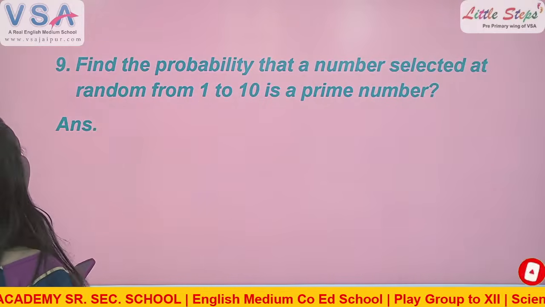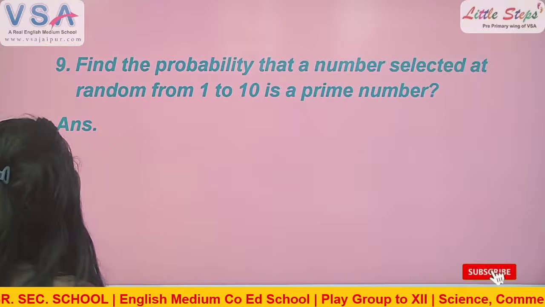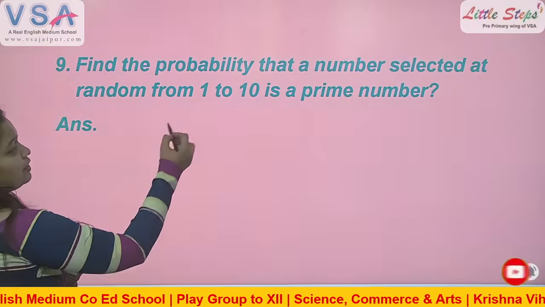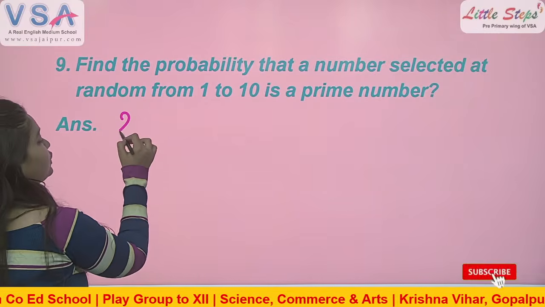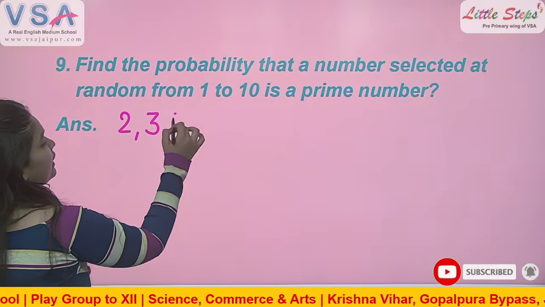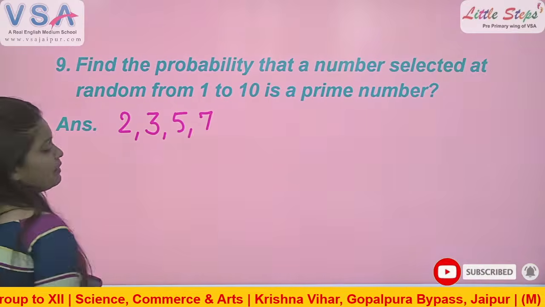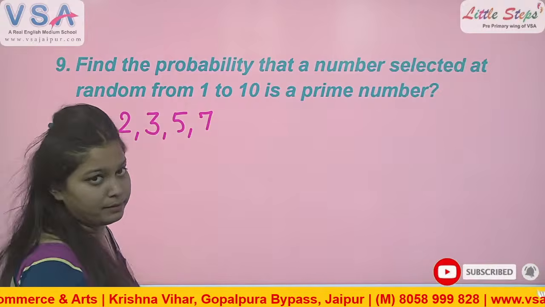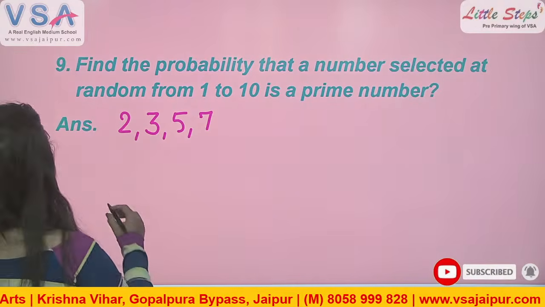Then what we have, find the probability of a number selected at random from 1 to 10 is a prime number. Tell me all the prime numbers from 1 to 10. Prime numbers are 2, then we have 3, then we have 5, then we have 7. These all 4 are the only prime numbers we have from 1 to 10. Now we have to apply the formula.